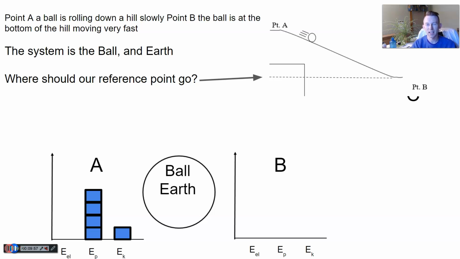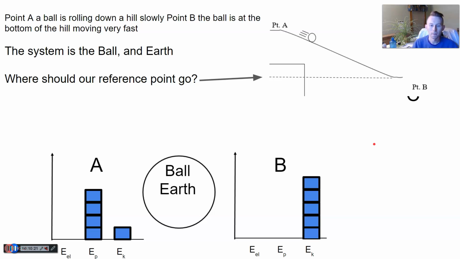I chose to do that because it has a lot of potential energy because it's really high above that dashed line that I put for the reference point. And it's moving slowly, so it has a small amount of kinetic energy. If you chose to do 3 bars and 1 bar or 5 bars and 1 bar, that's fine. You just need to have a small amount of kinetic energy and a lot of potential energy in this one.